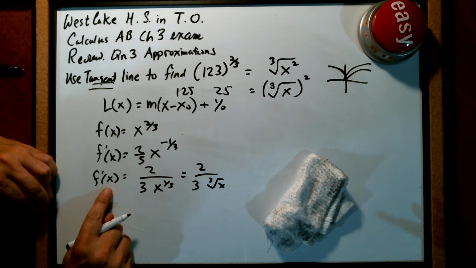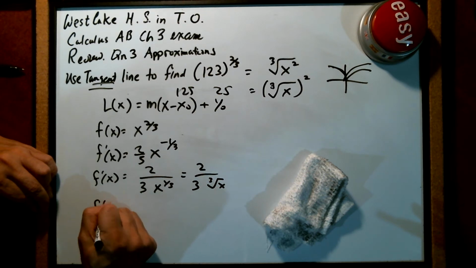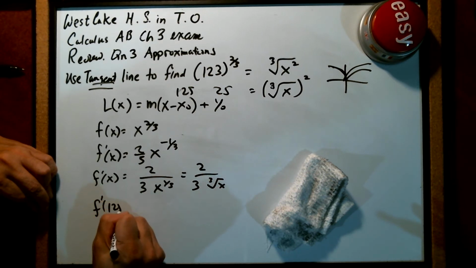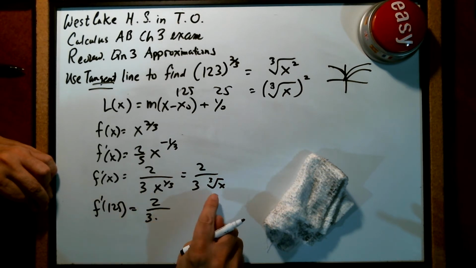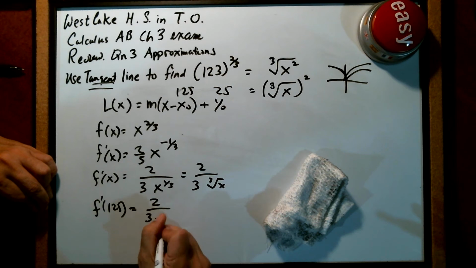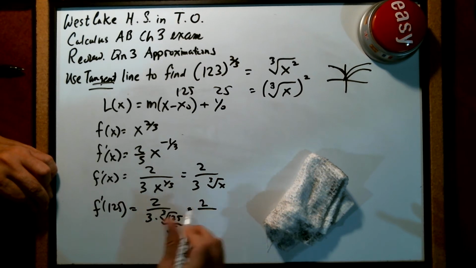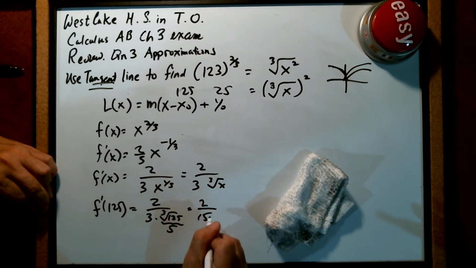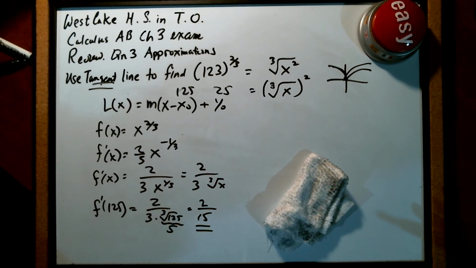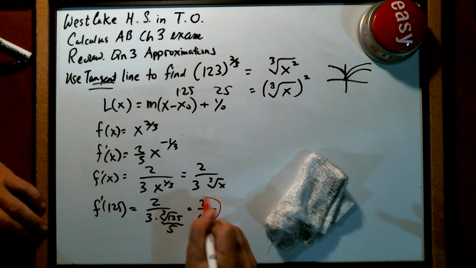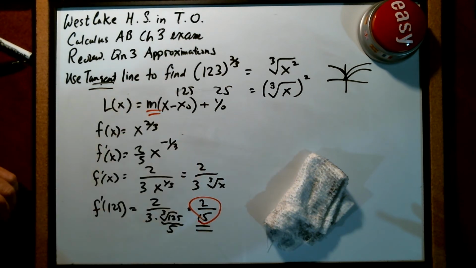Now we're trying to find f prime of 125. It's 2 over 3 times the cube root of 125, which is 5. We found that earlier. So it's 2 over 3 times 5, which is 2 over 15. That's my slope right there, and that goes into my slope spot over there.